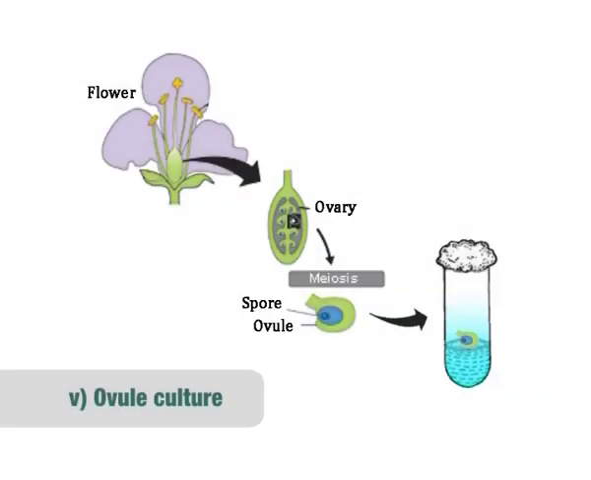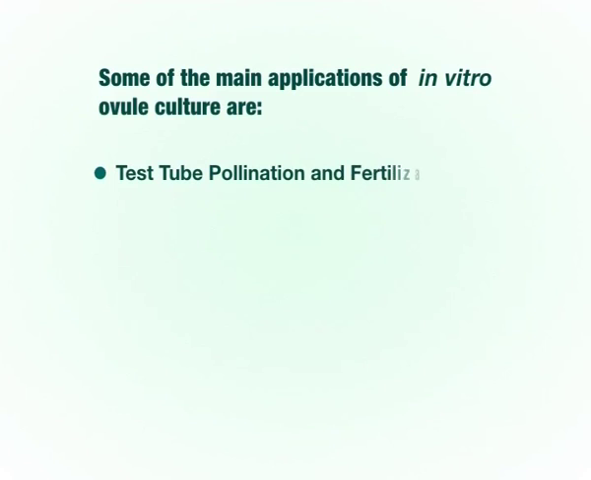The fifth type of plant organ culture is the ovule culture. Ovule culture is the culture of aseptically isolated ovules from the ovary on chemically defined nutrient medium under controlled conditions in vitro. Some of the main applications of in vitro ovule cultures are test tube pollination and fertilization.